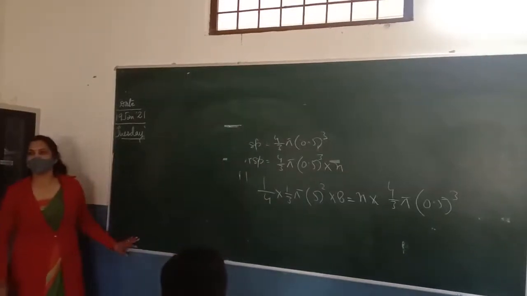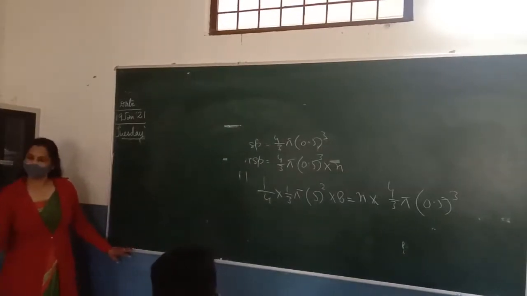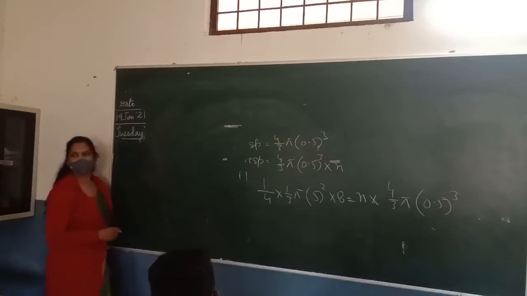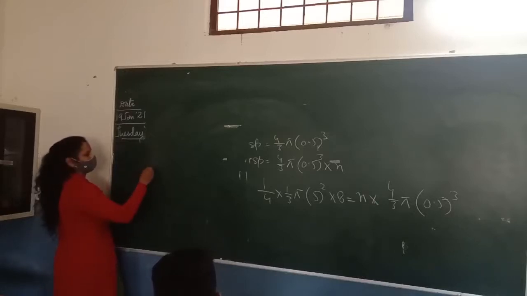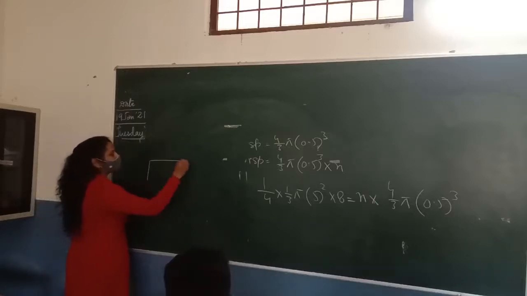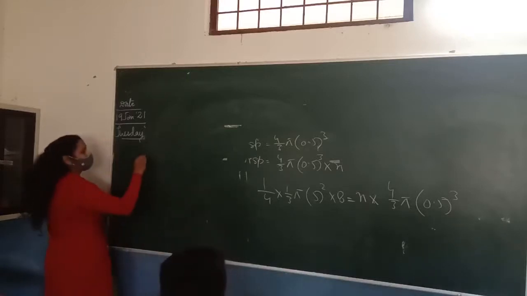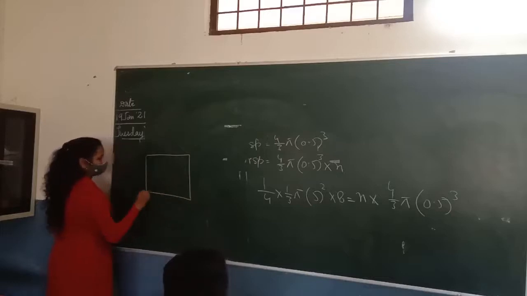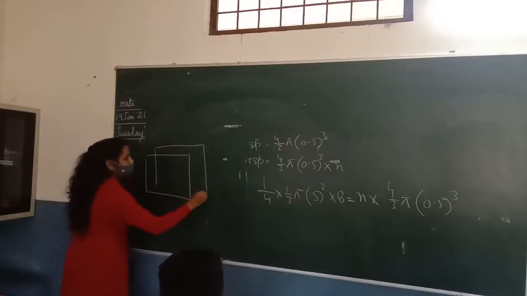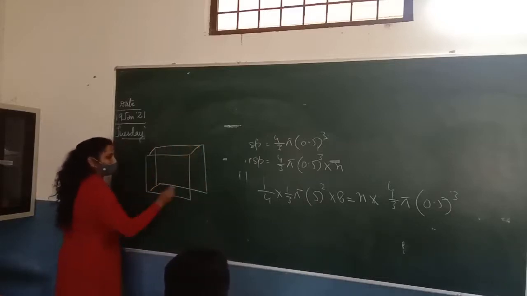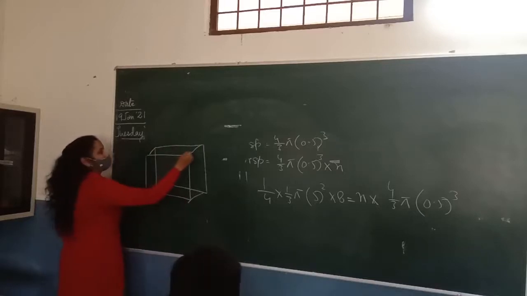Question 13.1, exercise. A hemispherical section is cut out from one face of a cubical wooden block such that the cubical wooden block now... Yes ma'am. So this is a cubical wooden block, and we make a hemispherical depression in this block, like this.